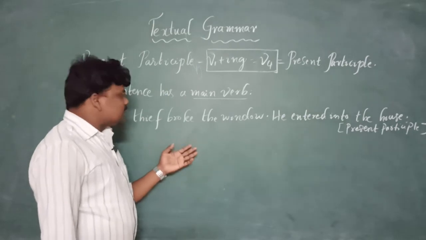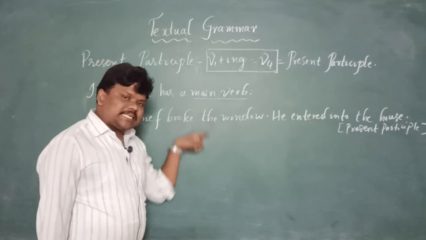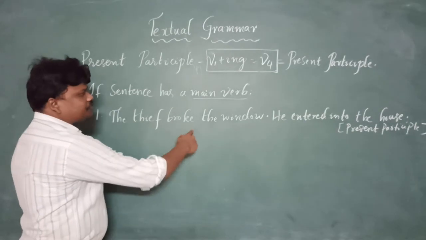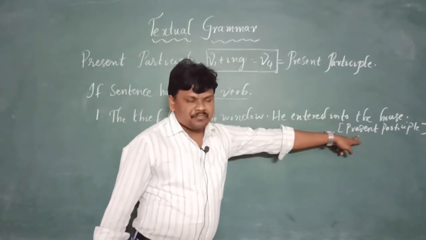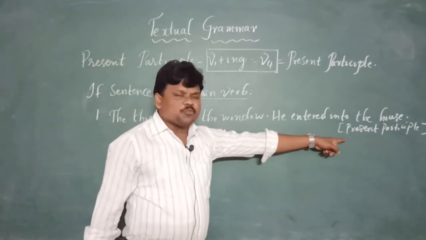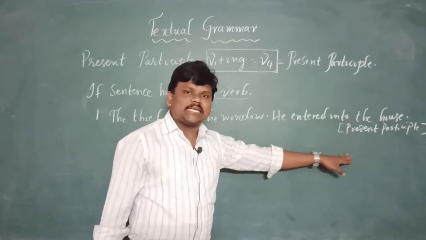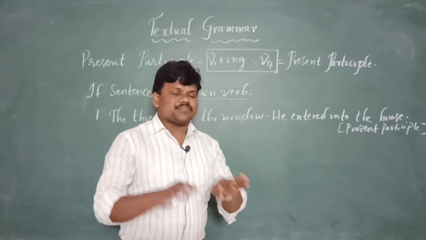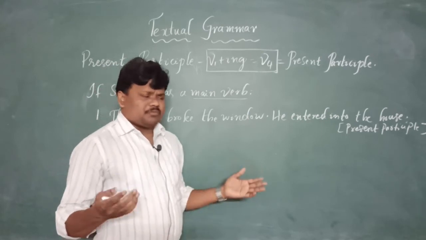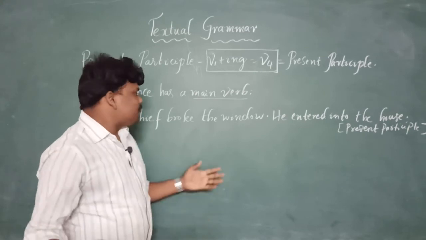Let me remind you once, in the last class I taught you the same topic, and how we need to combine the two sentences if a sentence has a helping verb or main verb. The thief broke the window, he entered into the house. We need to combine the two sentences with present participle. If the instruction is given as present participle at the end of the sentence, you should immediately remember the ing form. Then many students get a doubt: what is the thing that we need to change into the ing form? Many students will get a doubt, and it is very simple, my dears.